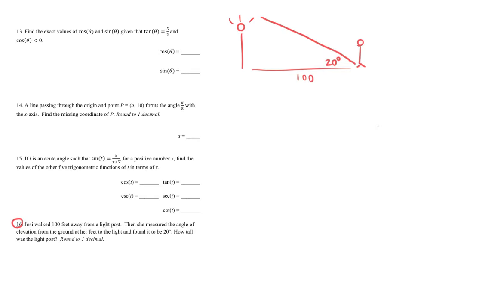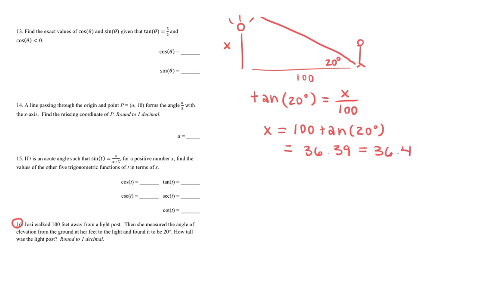Okay, and we need to figure out how tall the light post is, so let me maybe call this height x. Okay, so we stare at this picture and we see if we can find any trigonometric functions or ratios that describe what's going on, and I think we do. Tangent involves our opposite and our adjacent side. So let's use tangent of 20 degrees. That better be equal to our opposite side over our adjacent side. So then we solve and we get that that distance better be 100 times tangent of 20 degrees, which when you punch that into your calculator, making sure you're in degree mode, that should give you 36.39 or 36.4, and that'll be in feet.